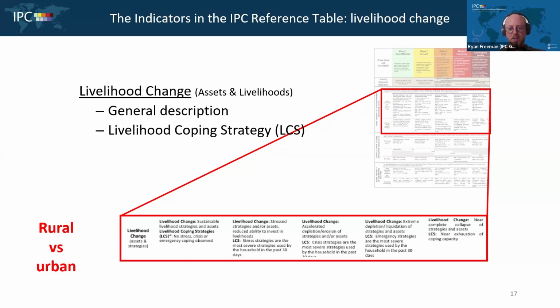So maybe I'll ask the colleagues online, do you think this is more applicable for rural or urban households? Happy to hear your thoughts there. Okay, so Melody thinks it's more applicable for rural.